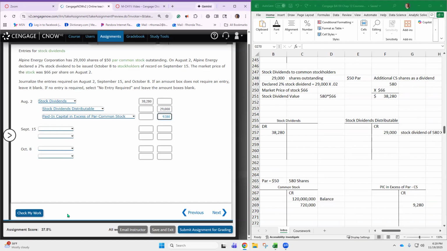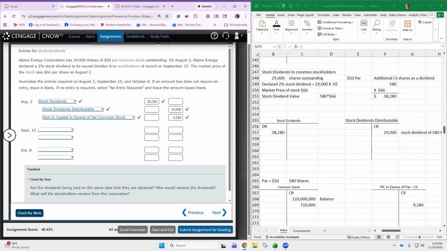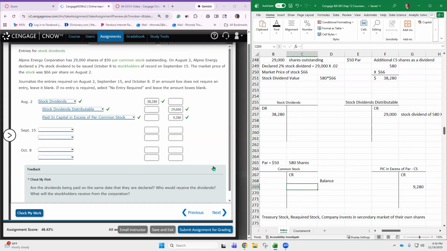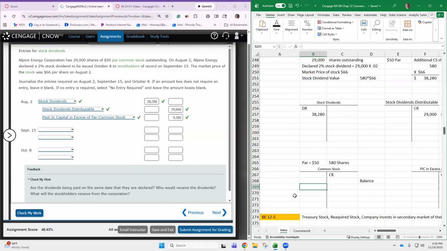I think this is one of the most difficult entries you can make. We're declaring it based on the percentage times the number of shares out there, because we don't want anybody who already is a shareholder to lose ground with how much they own. We just want to give them some more. So we've got this in here ready to go.